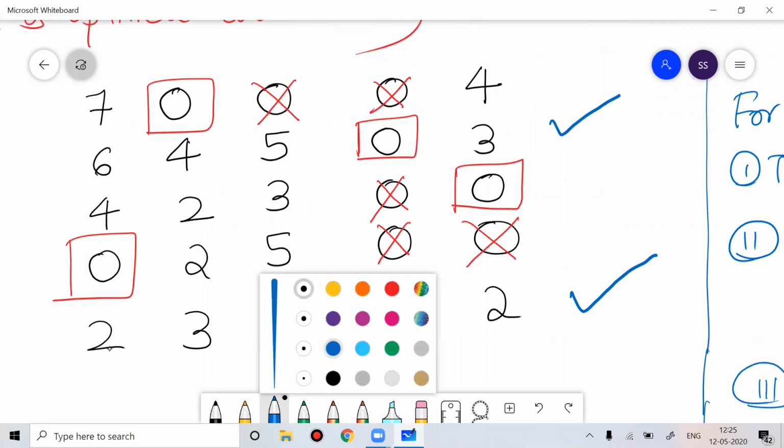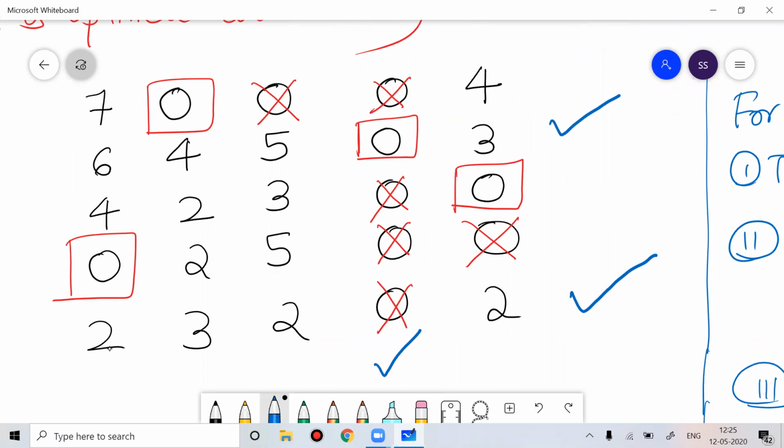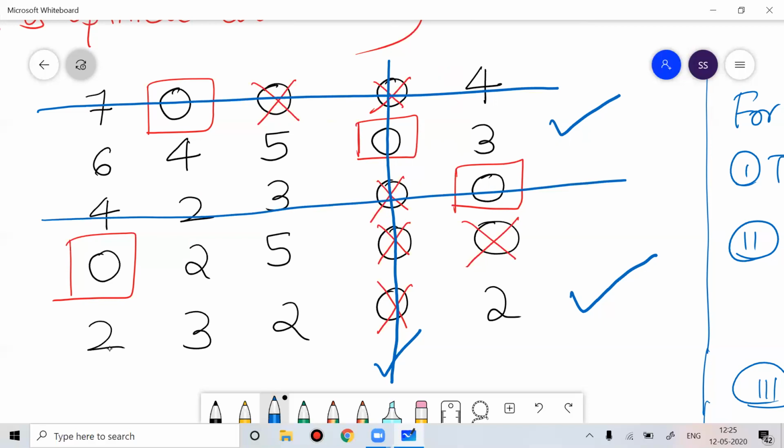In the fourth step, certain rows and certain columns are ticked. So draw a cross to those columns which are ticked and those rows which are not ticked. Draw a line over those rows which are not ticked and draw a line over those columns which are ticked. So once your ticking part is done, you have to draw a line.